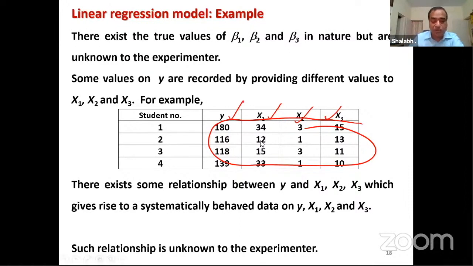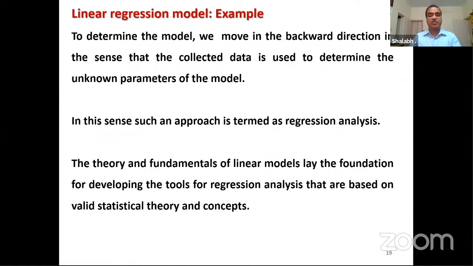Right. So now, the relationship between y and x1, x2, x3 is there, and we are assuming that this is a linear model. But what is this linear model? What are its values and how will it look like? That is completely unknown to us, and that is our objective, that using the regression analysis tool, we would like to find out such values. So we have collected this data, and then we are going in the backward direction to find out the model.